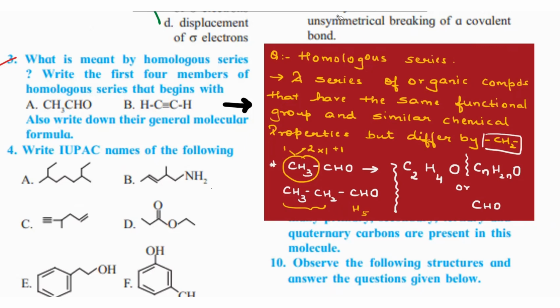That means this formula is satisfying. So I can simply write the formula CnH2n+1 with CHO remaining as it is. If I have n number of carbons, then hydrogen should be 2n plus 1. This is how we derive the molecular formula from the given example. And it belongs to which class? It belongs to the aldehyde class. The name of the class is aldehyde. I hope the entire concept is clear to you.